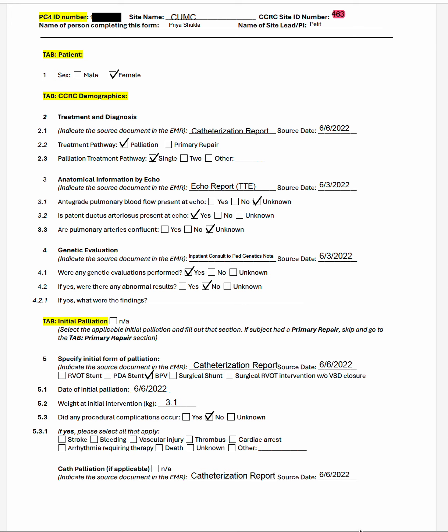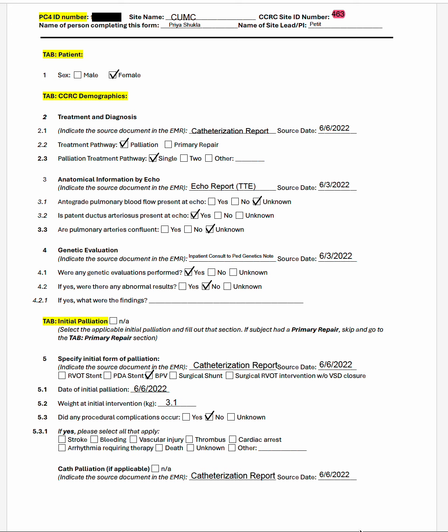But before we do that, I just want to give you a little bit more information. We're going to be sending you 5 PC4 ID subject numbers for your site, hopefully across the board from surgical shunts to PDA stents and balloon valvuloplasties, primary repairs. And we're not actually checking every single data field. It'll just be the ones in this form.